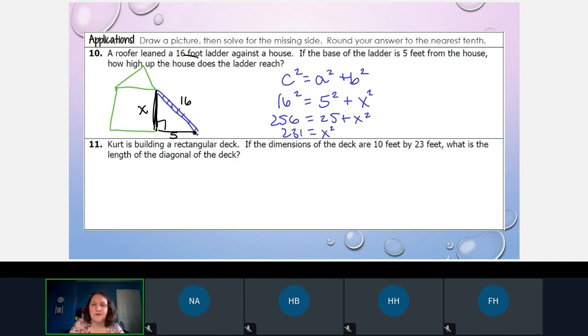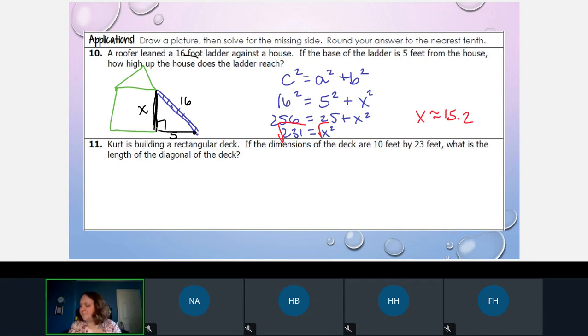And to undo a square, square root. Please make sure that to undo a square, you are using the square root button. Sometimes students get confused and they want to divide by 2. That will not get you the right answer. So remember, to undo a square, square root. So the height of that ladder against the house is about 15.2.